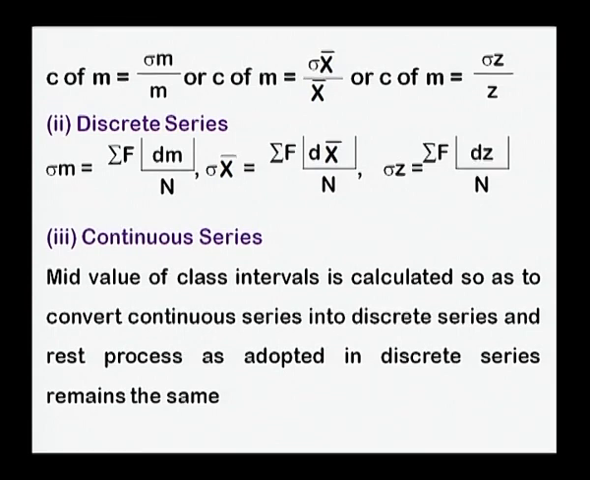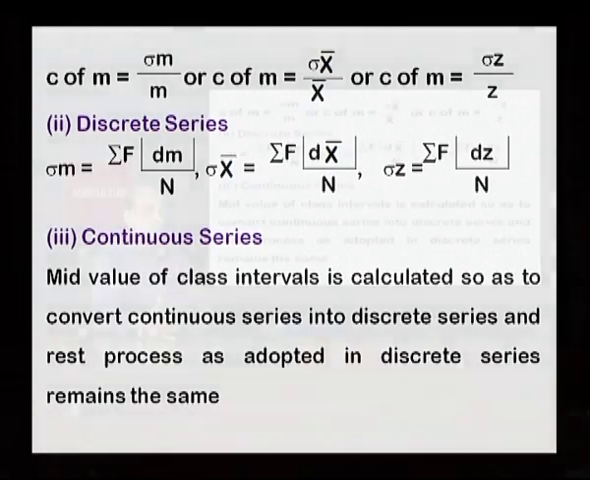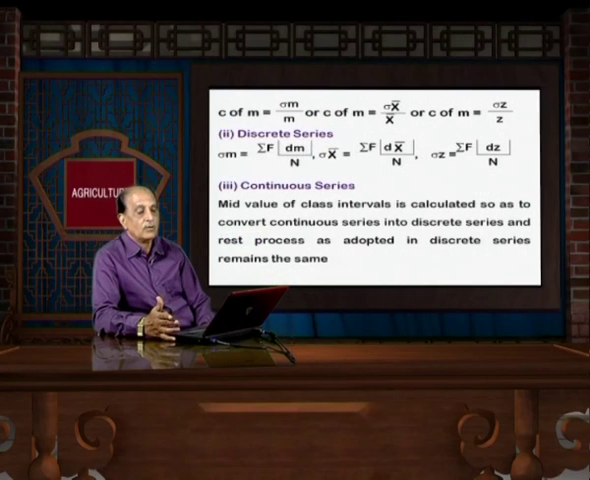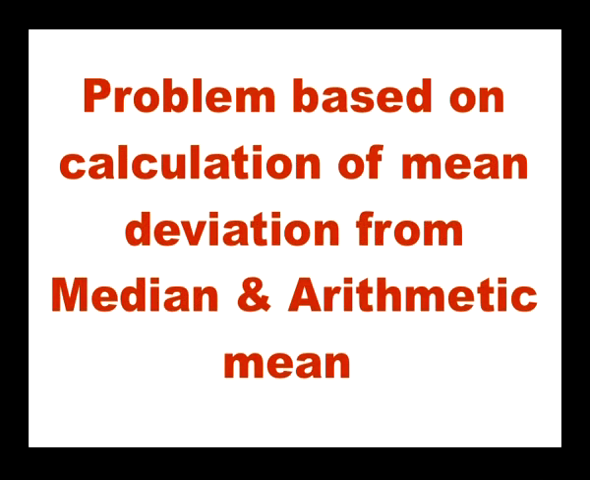Now, in respect of a continuous series, first of all we are required to calculate the mid value. The mid value of the class interval is calculated so as to convert the continuous series into a discrete series, and the rest of the process, as adopted in a discrete series, remains the same. So, we can say that in case of a continuous series, one more effort is required, and that is calculating the mid value. After that, we apply all those formulas which are used in respect of a discrete series.